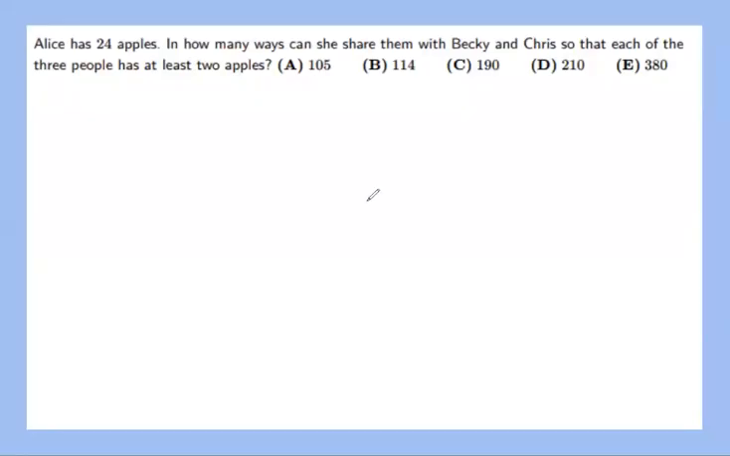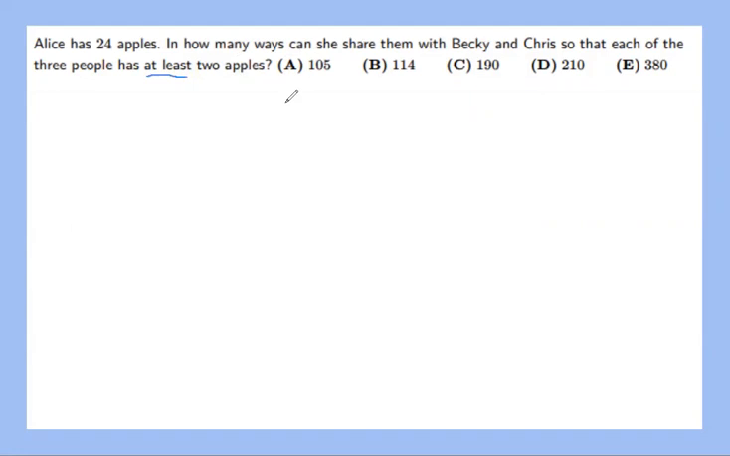Hello, everyone. So this is another AMC problem. This was 2019, number 25. Okay, so we have Alice has 24 apples, and in how many ways can she share those with Becky and Chris so that each of those three people will have at least two apples?